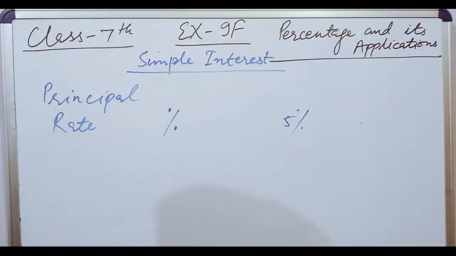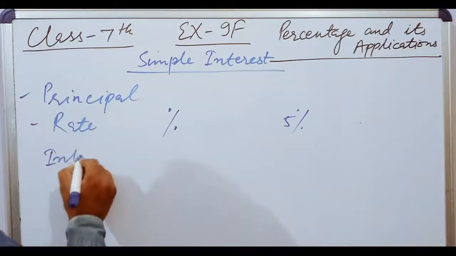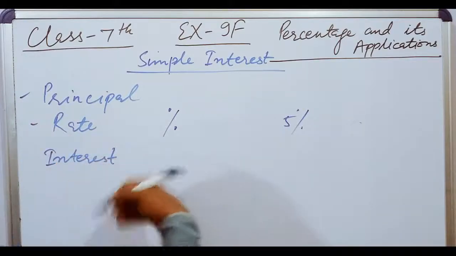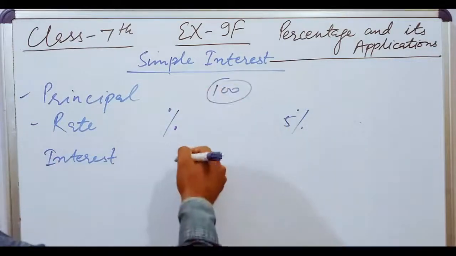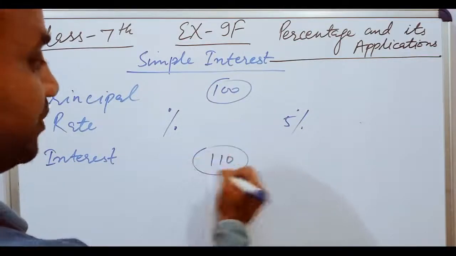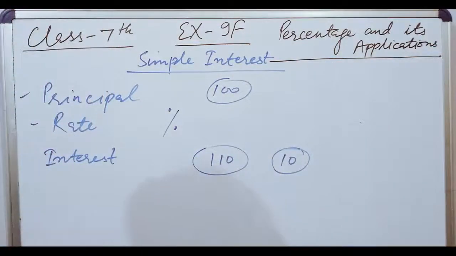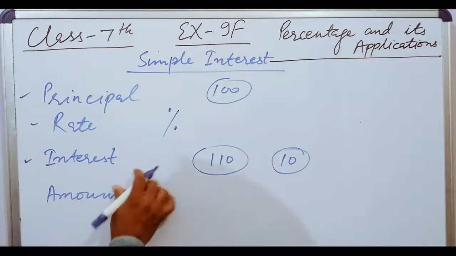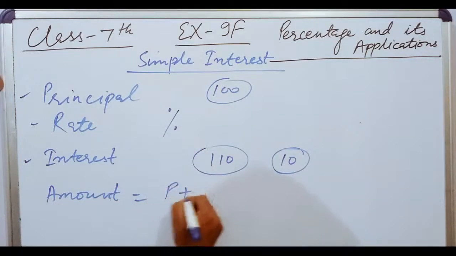Time is time. Then interest. Interest means extra money. Suppose I take 100 rupees and give back 110 after 2 years. Then the 10 rupees is the extra money we are giving. That is interest. And amount means including interest, principal plus interest. This is the amount. Okay, dear students.